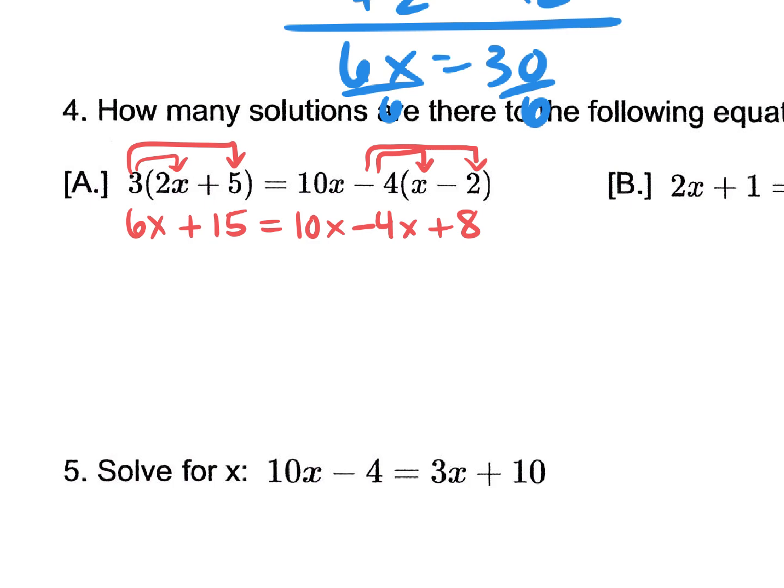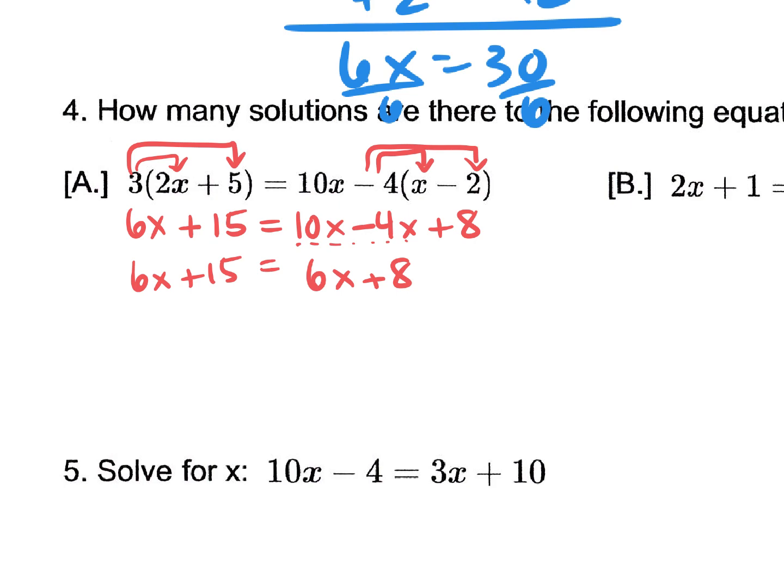All right, before I start moving things left to right, I need to look to see if I can combine like terms anywhere. So on the left-hand side, there's nothing to combine, so that one's good. On the right-hand side, though, we do have a 10x and a 4x that we can combine. So we've got 6x plus 8, and then on the left, I just dropped everything down.